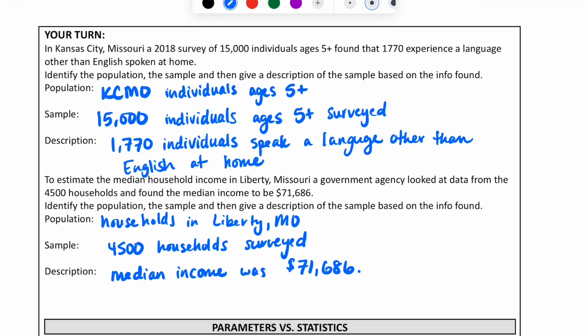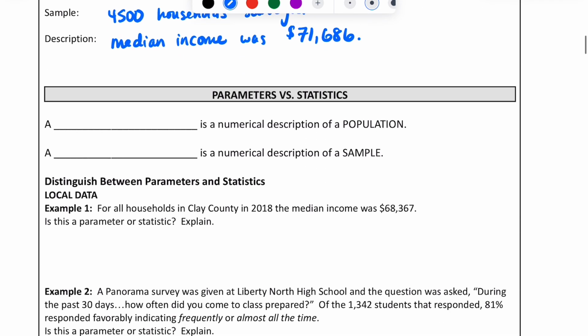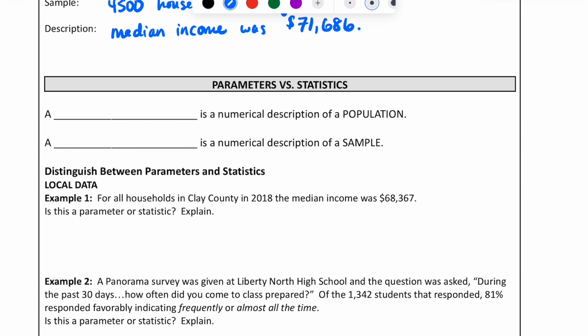and we can describe that as the singular number there of the median income was $71,686. So now that we know about population and samples, let's go further into those descriptions of how to describe that data. And that's where it's going to come to parameters versus a statistic.